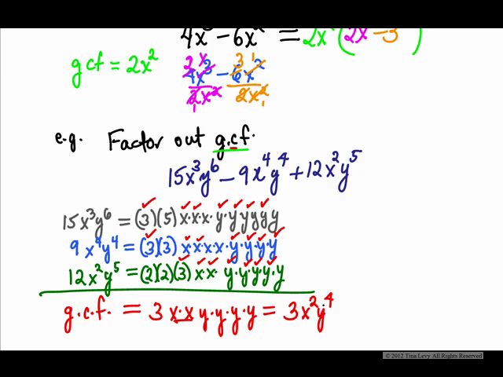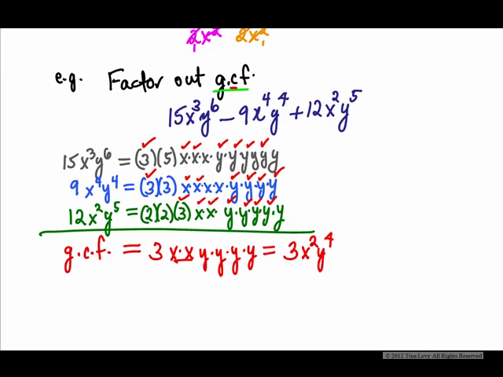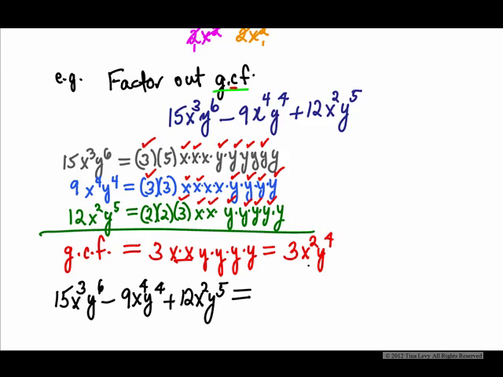So I'll write the problem again. We have 15x cubed y to the 6th minus 9x to the 4th y to the 4th plus 12x squared y to the 5th. And we are going to factor out the common factor, 3x squared y to the 4th.